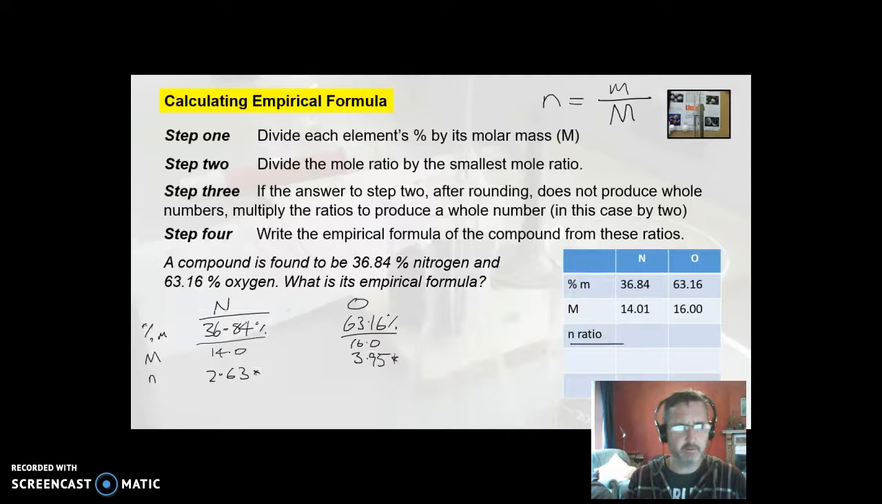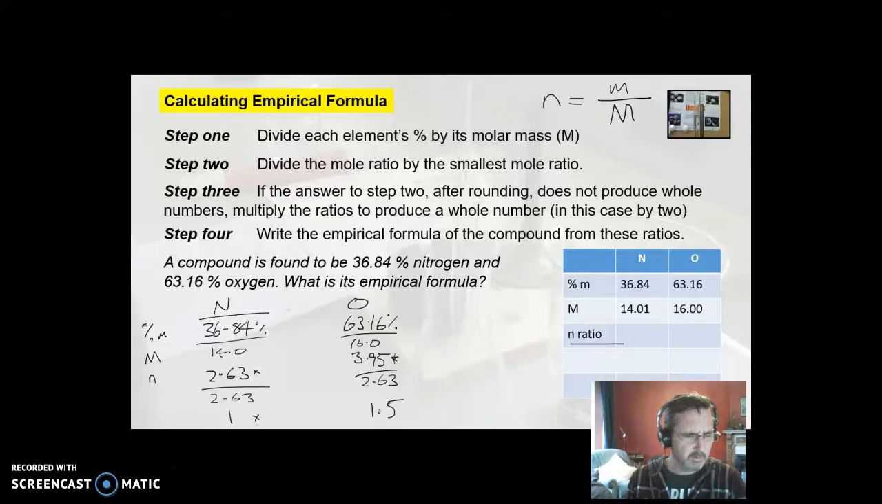To further simplify this, we don't have a whole number. So as step 2, we are going to divide our mole ratios by the smallest mole ratio number we attained, and in this case that was 2.63. Now when I divide 2.63 by 2.63, of course I'm going to get 1 because the numerator is the same as the denominator, and when I divide the other one I get 1.5. Now this isn't a whole number ratio, so we're going to have to do step 3. Step 3 says if it's not a whole number ratio, multiply it by the smallest whole number we need to get a whole number ratio.